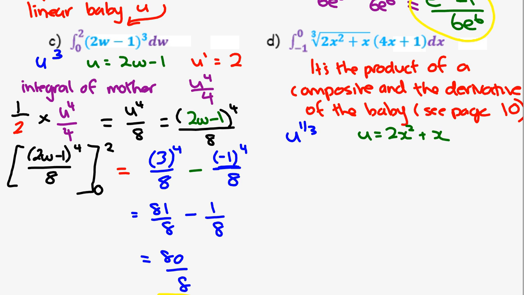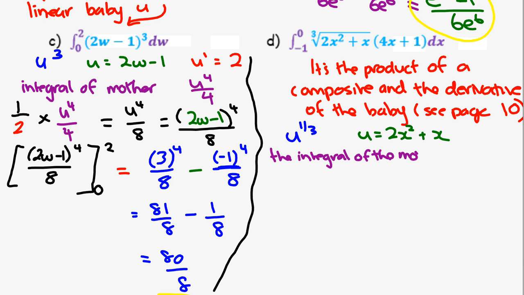Maybe let's kind of separate these. Okay, the product of a composite and the derivative of the baby. See page 10. These are nice. We need to now find the integral of the mother. The integral of the mother is, what is 1/3 plus 1?